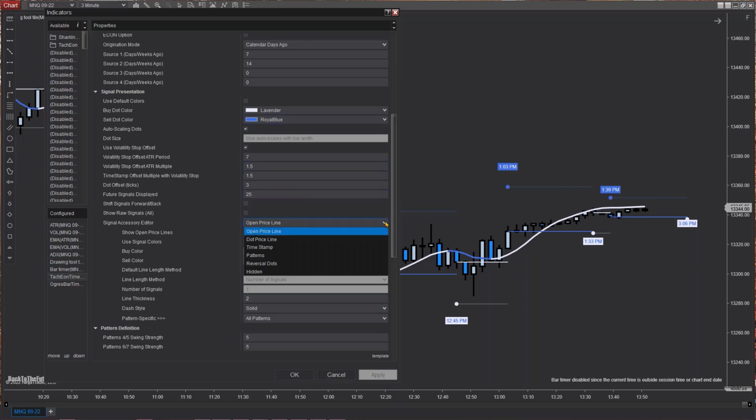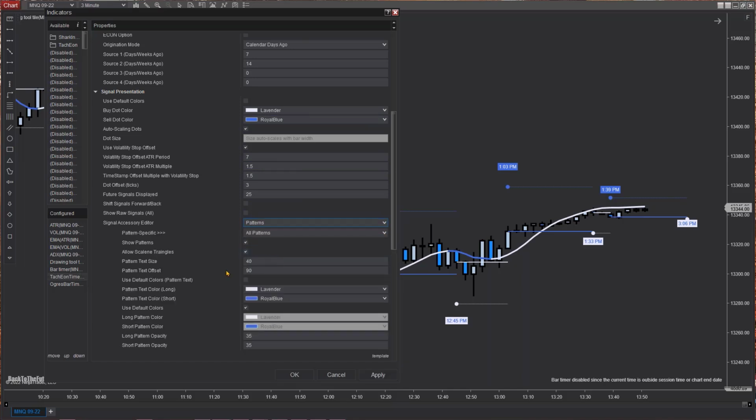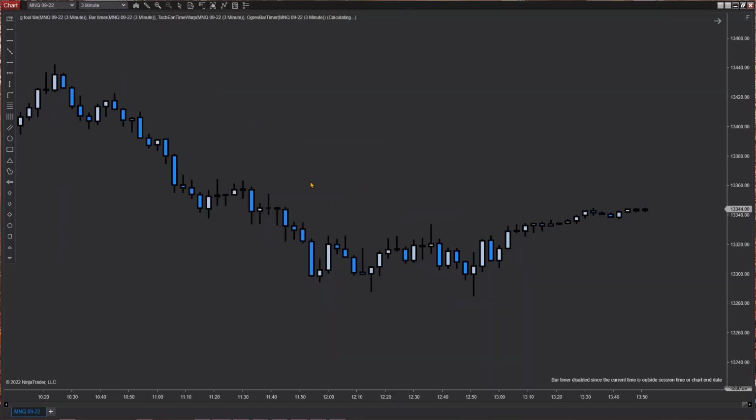And then there's also a setting where you can look at how you can tell your patterns. So you go to Signal Accessory Editor, all patterns, and if we're going to show patterns, we would click that, and then we can adjust how large of a font we're going to use, and we can tell the software how far in ticks away to put the pattern number. But with this strategy, we're not going to use patterns.